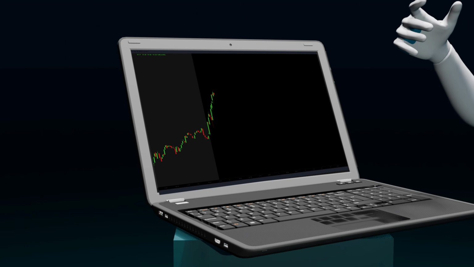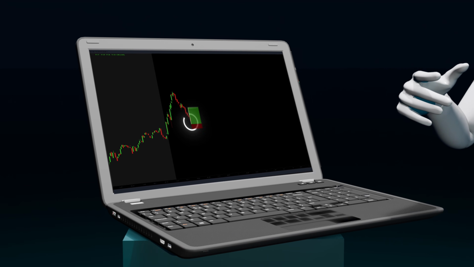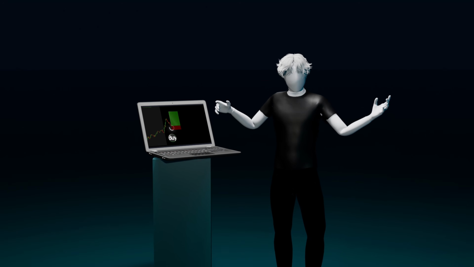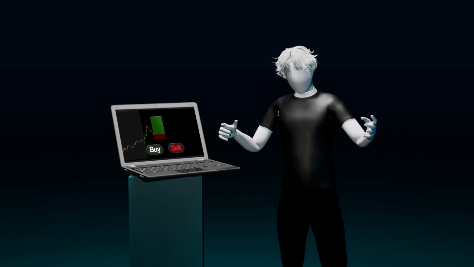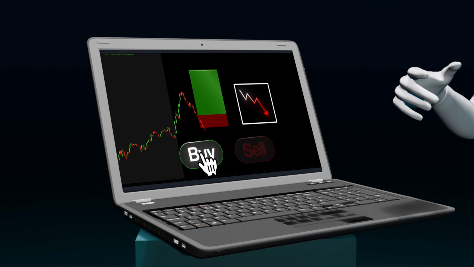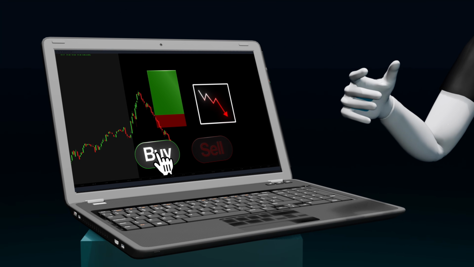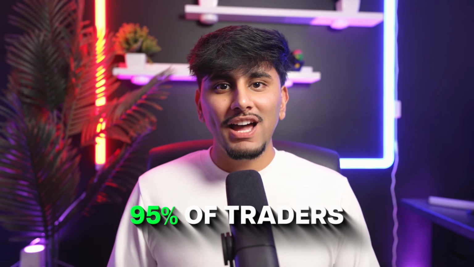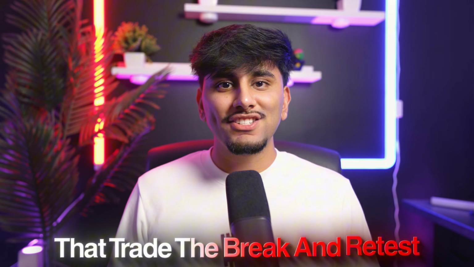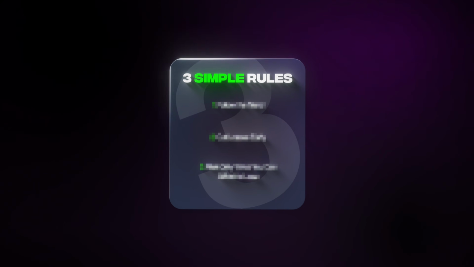and others don't. If I asked you about this break and retest entry here, would you buy or sell the trade? If you said buy, the trade failed, which would have made you lose money. And the reality is 95% of traders that trade the break and retest are missing 3 simple but important rules that keep them losing trades.